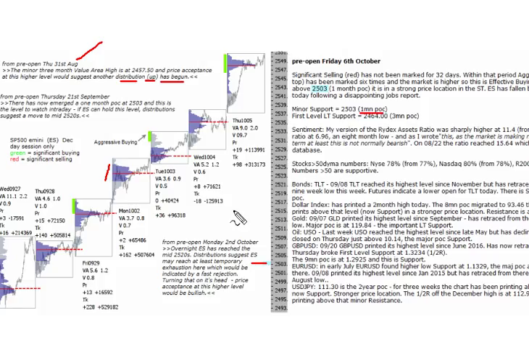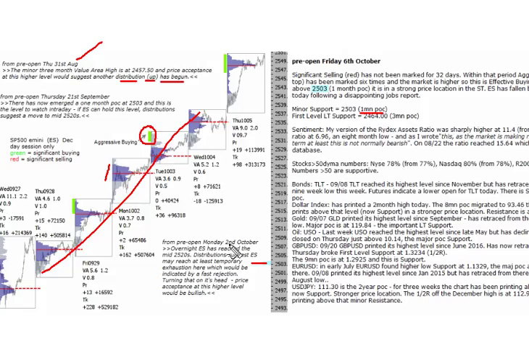As I've mentioned today, pre-open significant selling, or red, has not been marked on the profile for 32 days, and within that period aggressive buying, that's these green points at the top here, has been marked 6 times. The market has come higher, obviously, so this is effective buying.